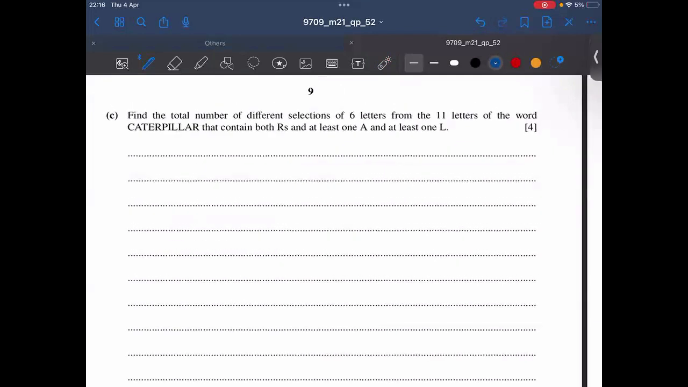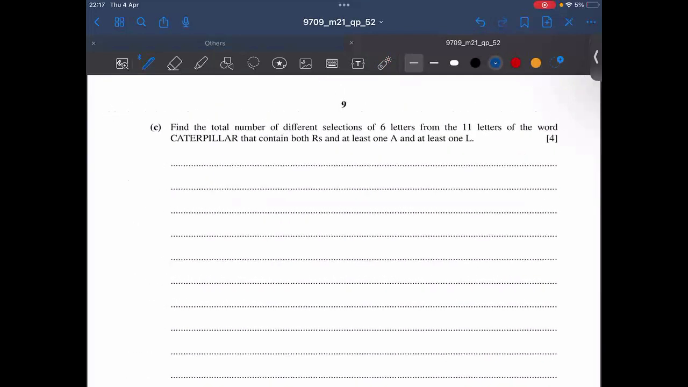Find the total number of different selections of 6 letters from the 11 letters of the word caterpillar that contains both R's and at least one A and at least one L. We need to select 2 R.